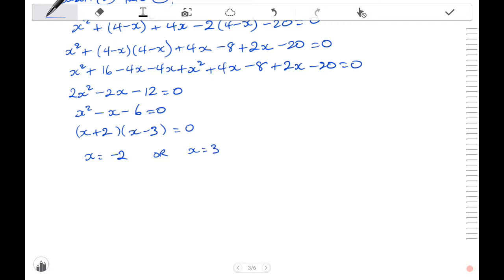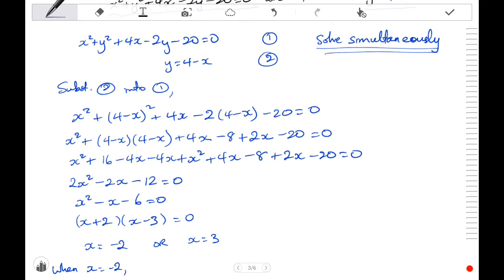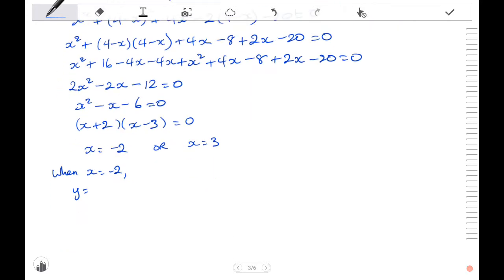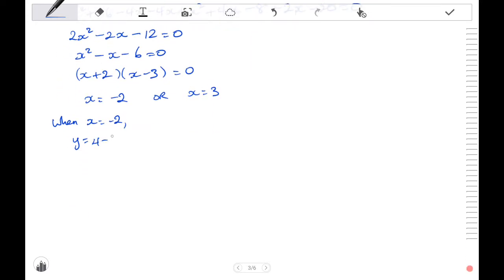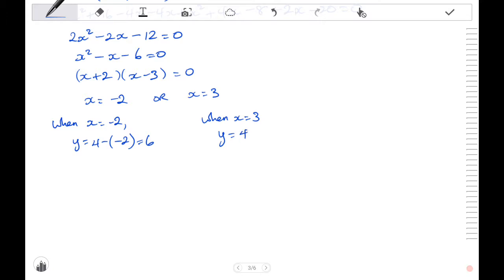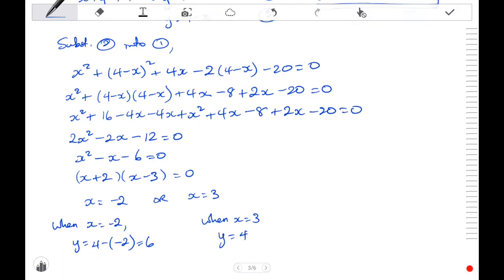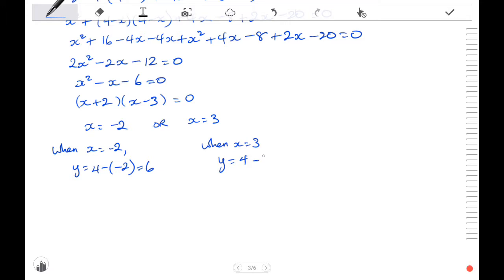Right, so 2 x values, and we would therefore have two corresponding y values. So when x equals minus 2, we just use the equation y equals 4 minus x: 4 minus the value of x, which is minus 2, so y equals 6. And do the same for the other one. When x equals 3, y equals 4 minus x again, because that was the equation for y. 4 minus 3, which is 1.